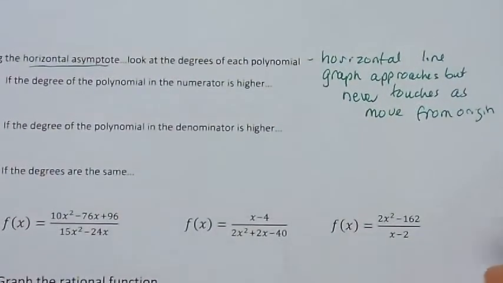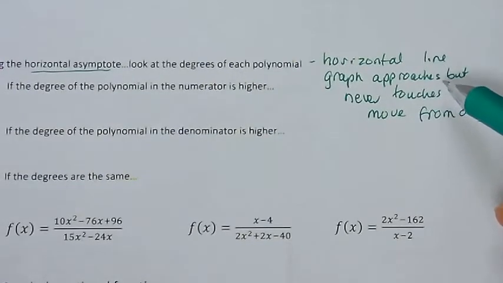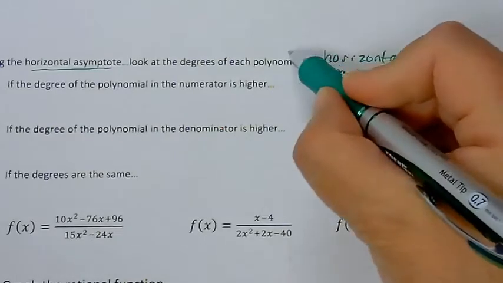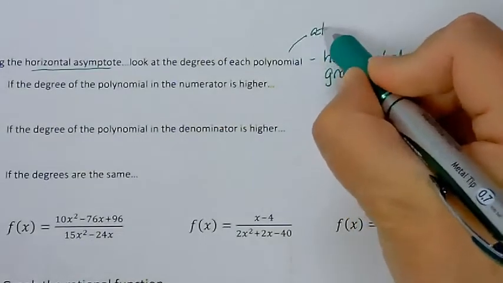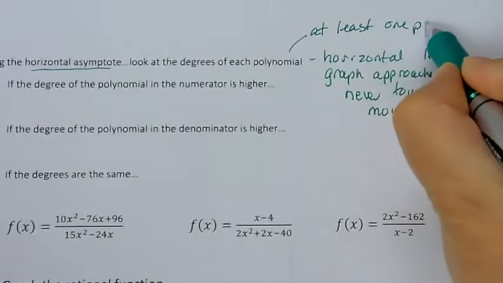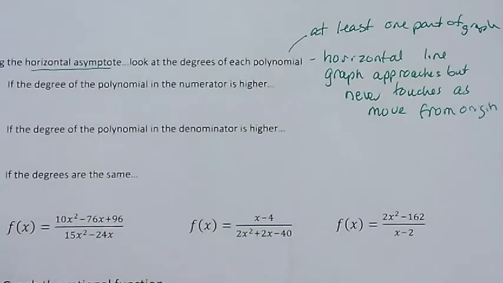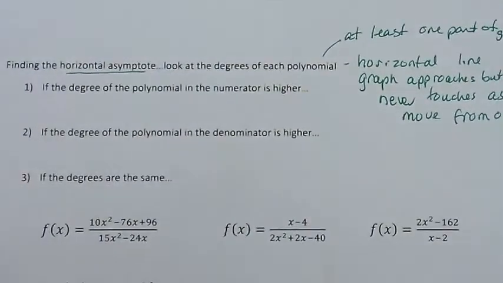Now, when I write in my horizontal asymptote, I like to use a green pen because a horizontal asymptote could be an asymptote, but it's not always an asymptote. It's for at least one part of your graph. And I'll show you what that means when we get to an example.